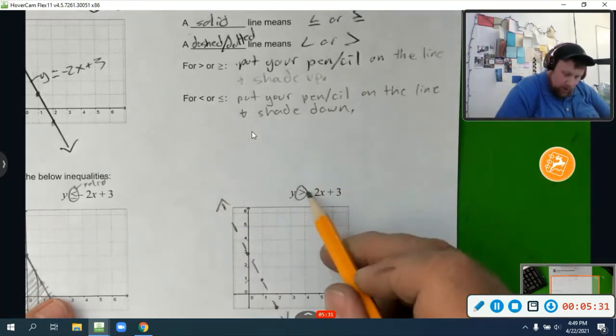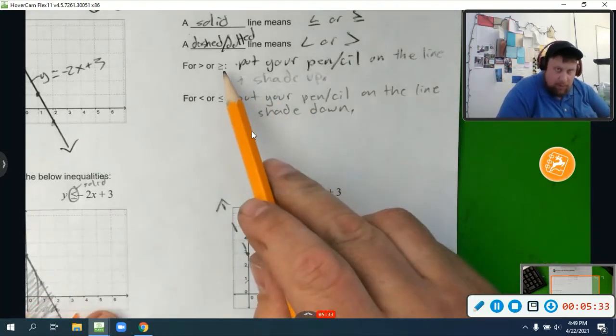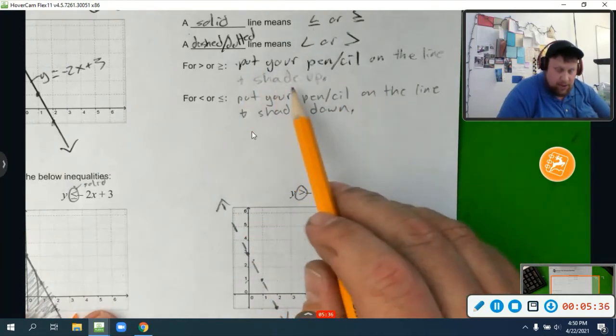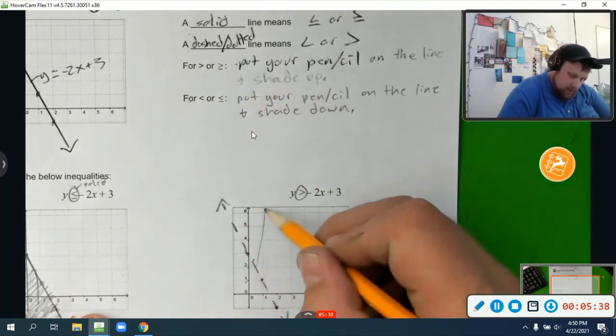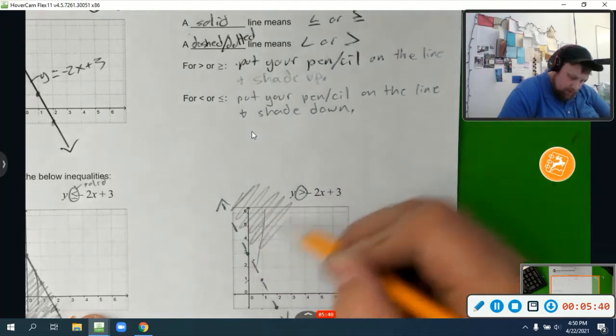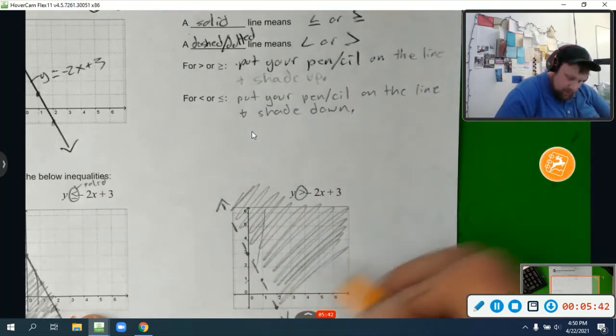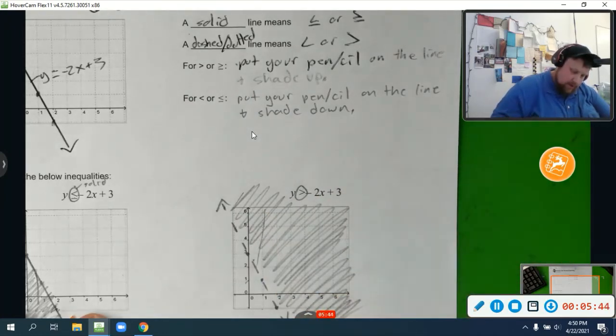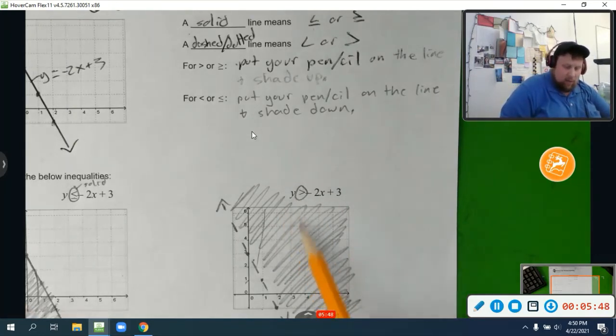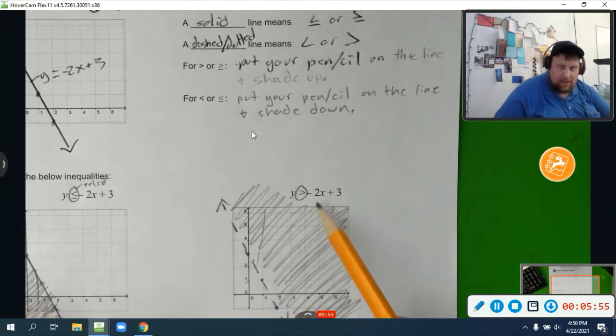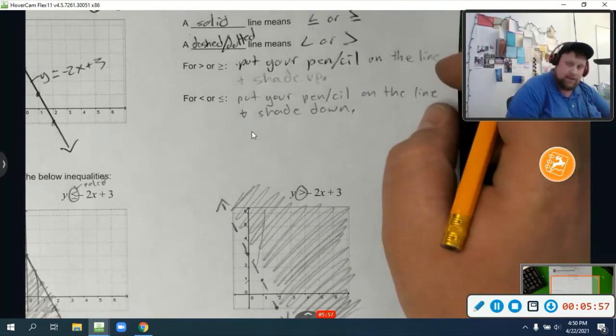And then it said greater than. Greater than, remember, up here says put your pencil on the line and shade up. So on the line and shade up, which means up here. Definitely shade in all that box. And what this tells me is any y inside the shaded area, but not on the line, line not included, but inside the shaded area satisfies this inequality and makes it true.